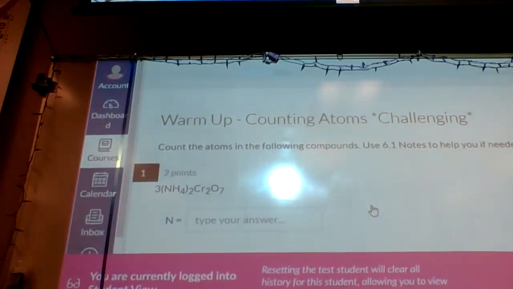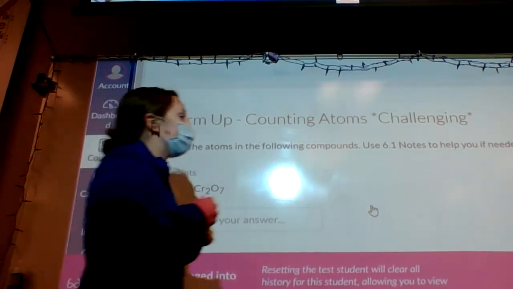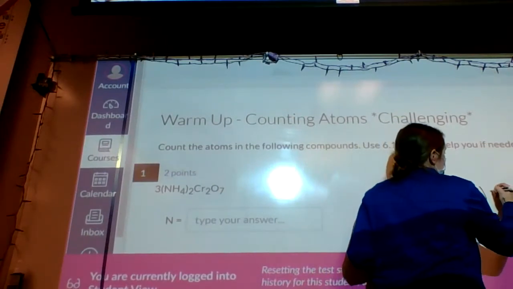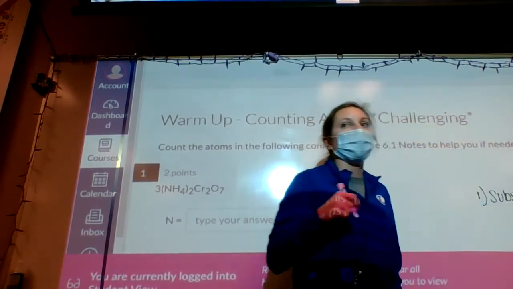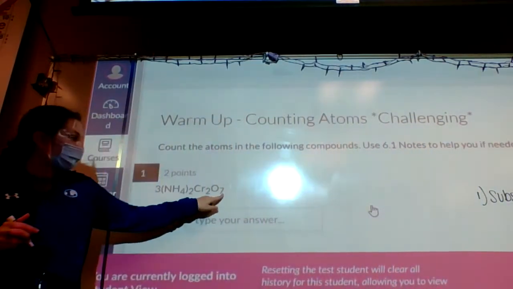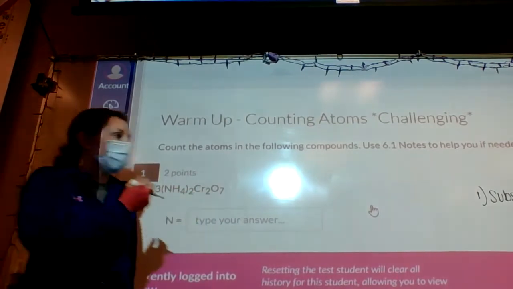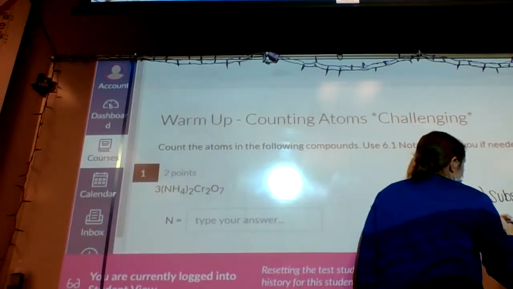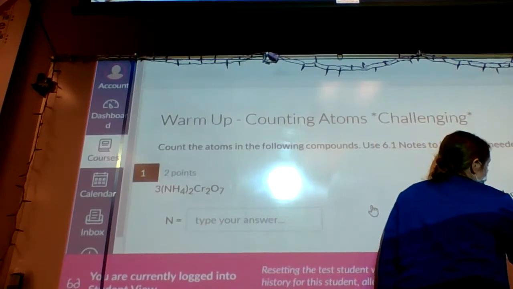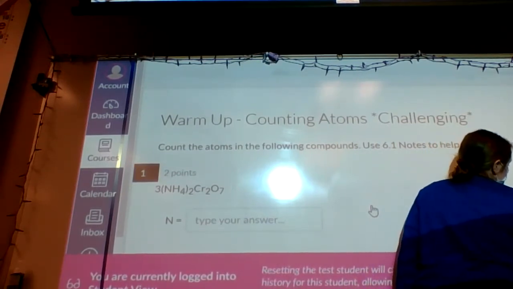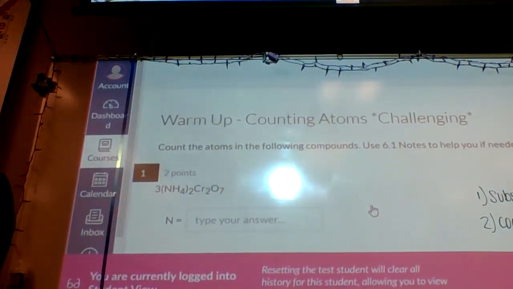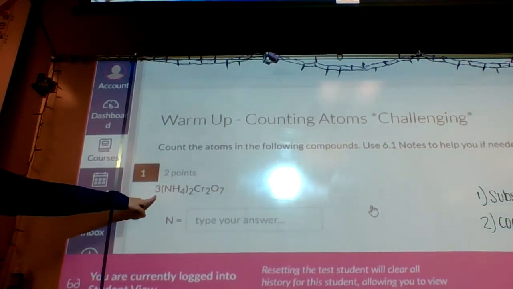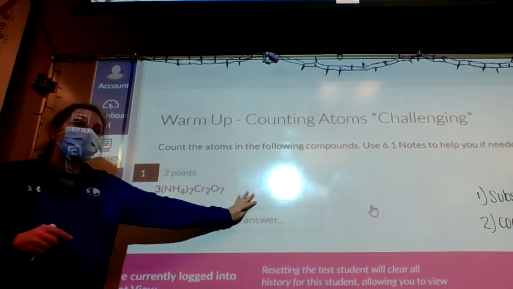So we talked about 3 different sections in our notes on Monday. The first section was subscripts, and those are the little numbers on the bottom. Like this 7 is a subscript, this 2 is a subscript, and so on. We talked about coefficients. And what was the important thing about coefficients? They affect everything. So what number in this compound is a coefficient? 3. The big 3 here.